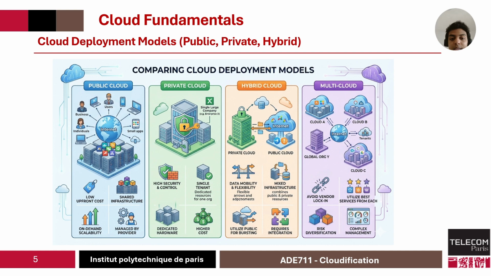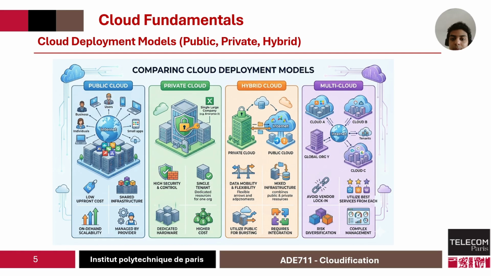Third one is hybrid cloud. Hybrid cloud is just a mix between the private and the public cloud. It's widely used by companies that are sure that they have some services that can be in public, where the quality of service is not actually very important, and a lot of other services that need to be private. So this is why they are using that type of deployment model.